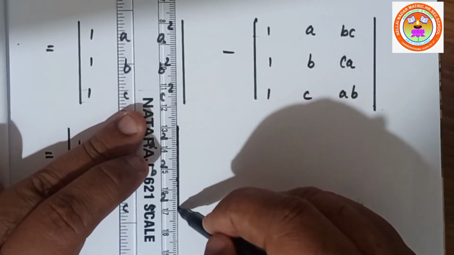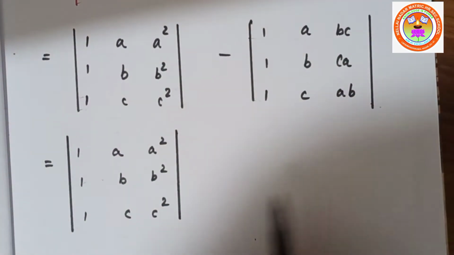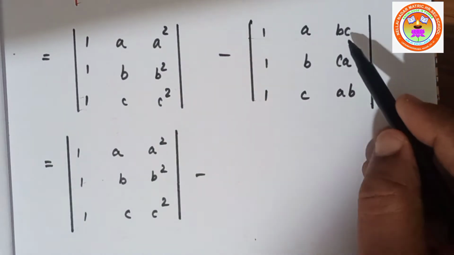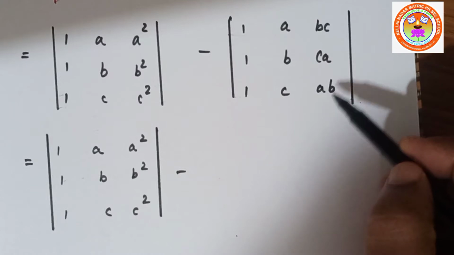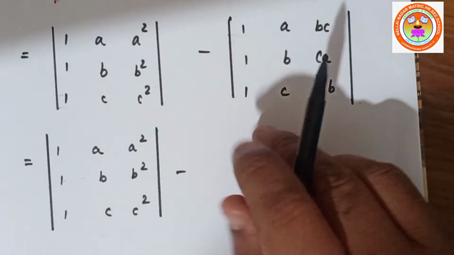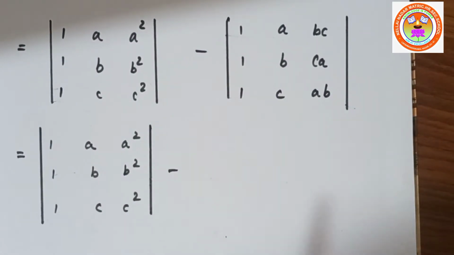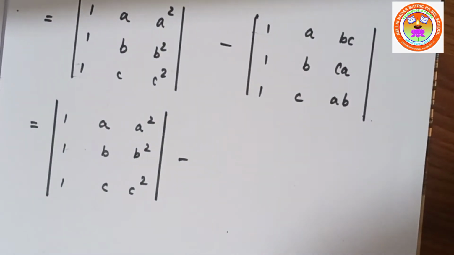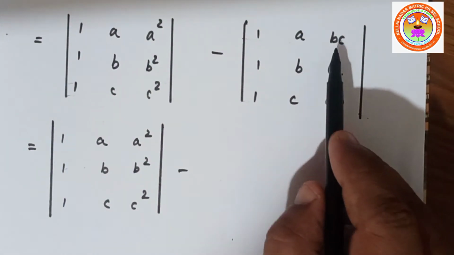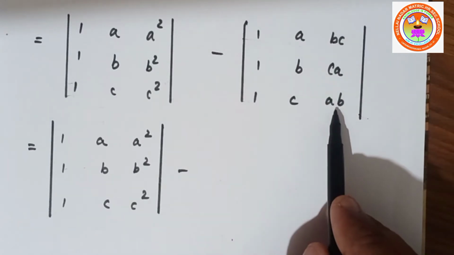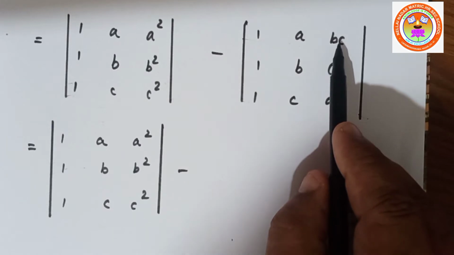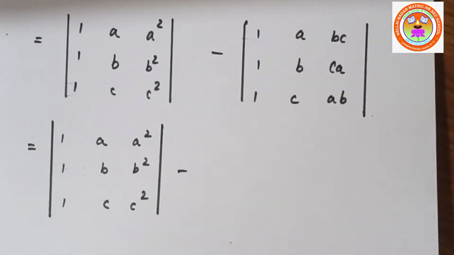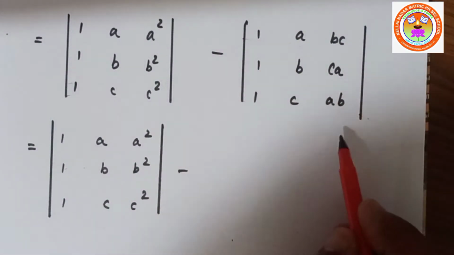Now in the second determinant, look at that third column, we have BC, CA and AB. Particularly in this determinant we have three variables, they are A, B and C. Here A is missing, here B is missing, here C is missing, so I am multiplying the first row by A, second row by B and third row by C.